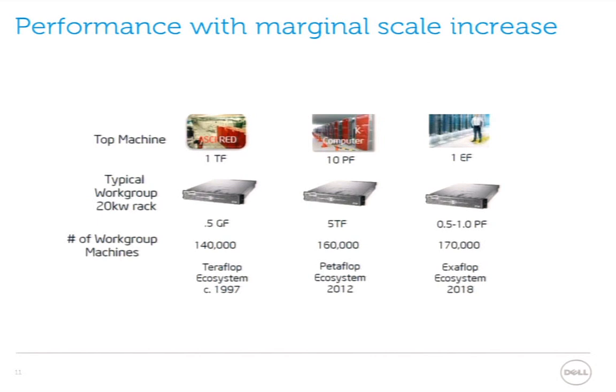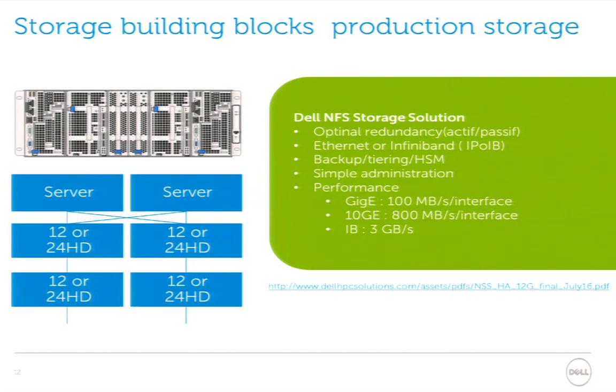Because you see, each typical work group rack is 20 kilowatts, but we're not thinking about 20 kilowatts a rack, we're thinking about more than that. It's more like 40 kilowatts a rack. So we're getting into problems with the power and cooling. Building block for compute, production storage.